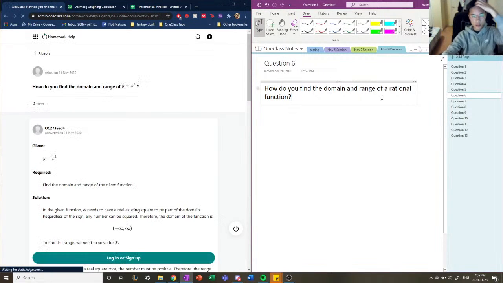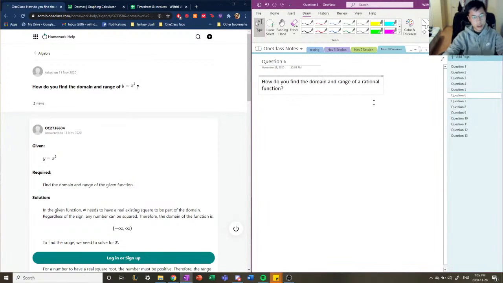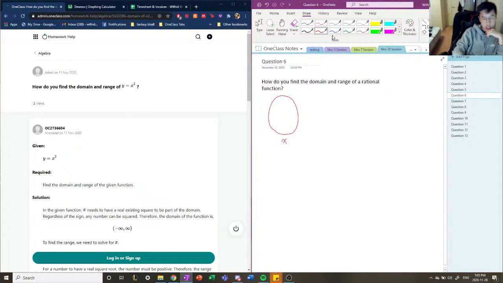Alright, so how do you find the domain and range of a function? Okay. So let me explain to you what a function does again. A function basically maps one value to another. Okay, so if we were to say that we have a bunch of x's here, and we have a bunch of y's here, there is a function that will bring us from our x to a y. And we call this f of x, okay?